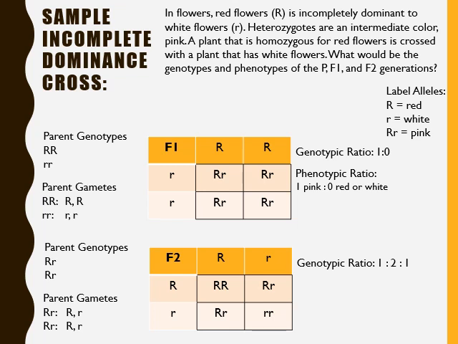But the phenotypic ratio looks very different. Because now, instead of a 3-to-1 ratio with simple Mendelian dominance, we have a 1 red to 2 pink to 1 white ratio.